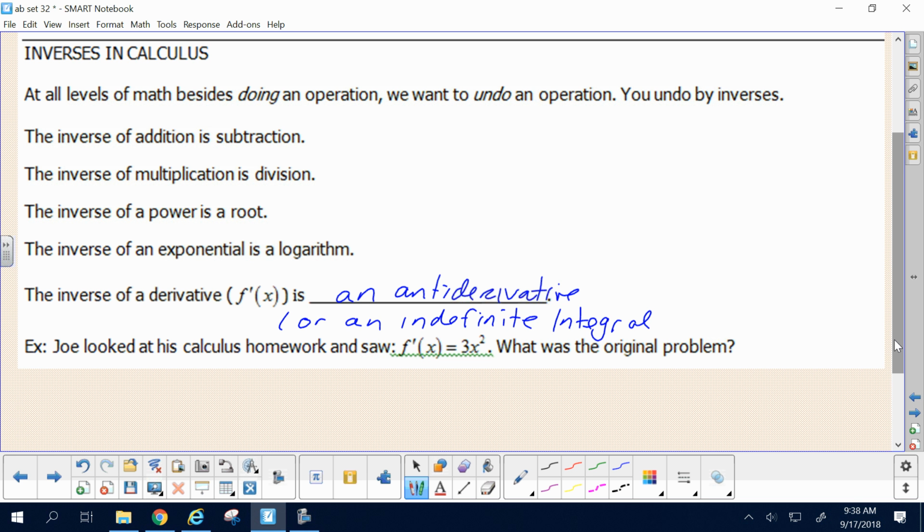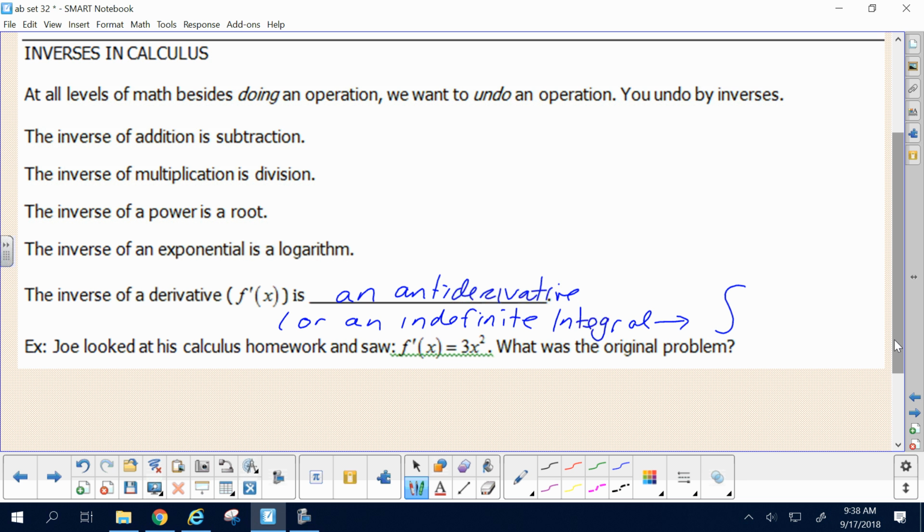Okay? An indefinite integral is written this way. That actually looks like an S because it is an S. It's a Roman S. It stands for sum. We'll talk about that later. But integration. So here goes.